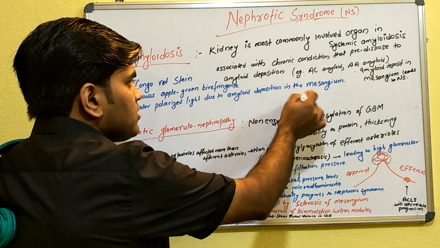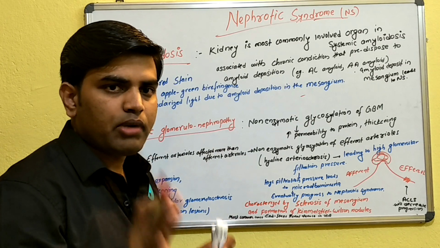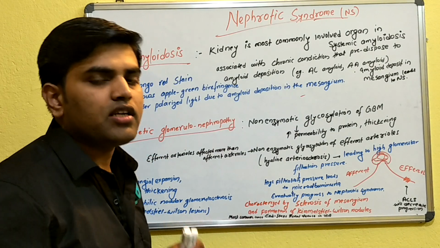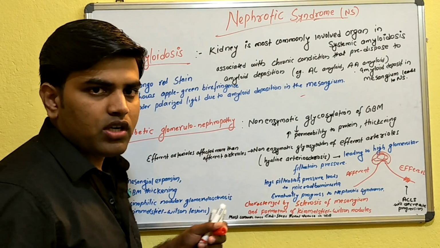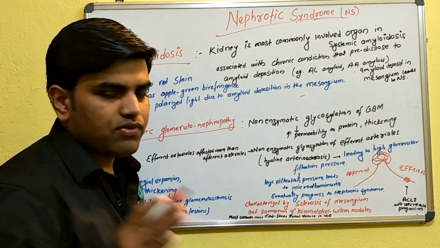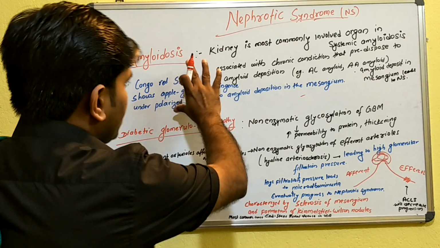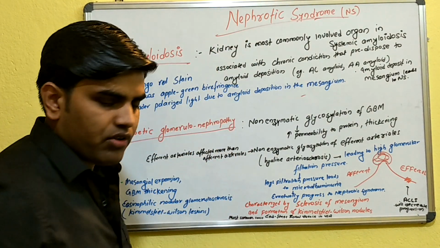the mesangium. So what we need to remember about amyloidosis: in systemic disease manifestation of amyloidosis, the kidney is the most commonly involved organ. What is positive? Congo red stain positive and apple green fringes under polarized light. If you remember this, that is enough for amyloidosis causing nephrotic syndrome.